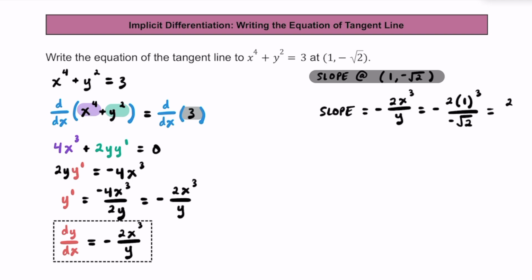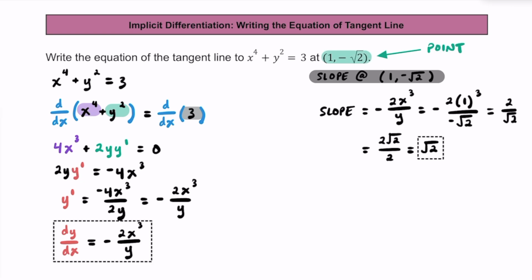So we're going to get 2 over this root 2 here. All right. Now, if you wanted to go ahead and rationalize the denominator, you can multiply top and bottom by root 2. We're going to get 2 root 2 over 2. And then you can simplify the 2 over 2 and just end up with root 2. So that's actually going to be the slope at this given point.